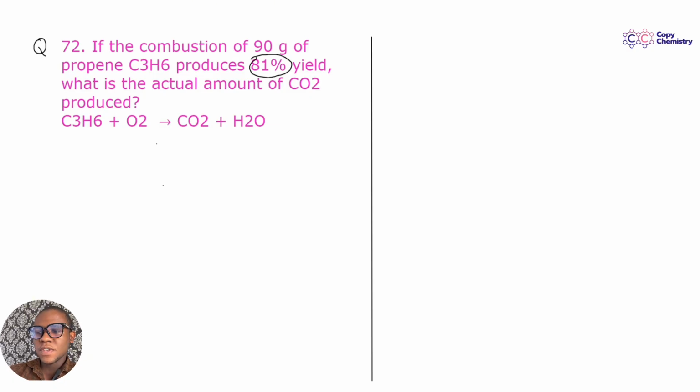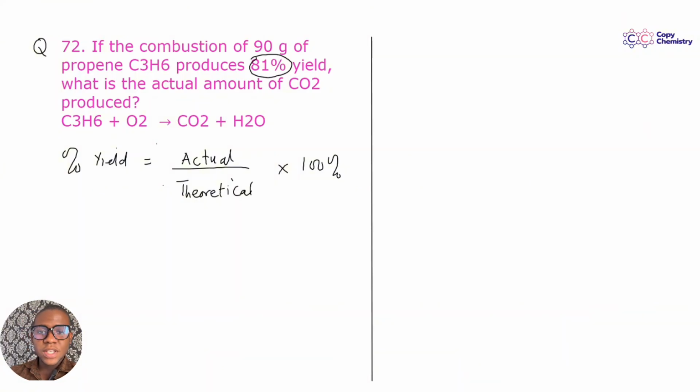Okay, so they've given us the percent yield and we're asked to get the actual yield. Now, we should know that the percent yield is equal to the actual yield divided by the theoretical yield multiplied by 100%. That's how you calculate percent yield. Now, we're asked to get what the actual amount of CO2 is. So that is like asking you, what is the actual yield?